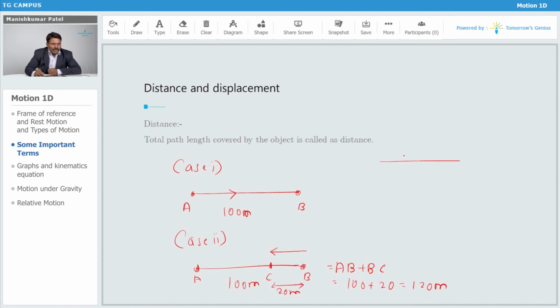Now the third case. I go from A to B, then I leave from B and reach A again. So this is your 100 meters. The distance here we will consider is 100 plus 100, which is obviously 200 meters for this particular case. This is how we can calculate the distance. We will see a few more examples. So this is what we can say about distance, the actual path length.